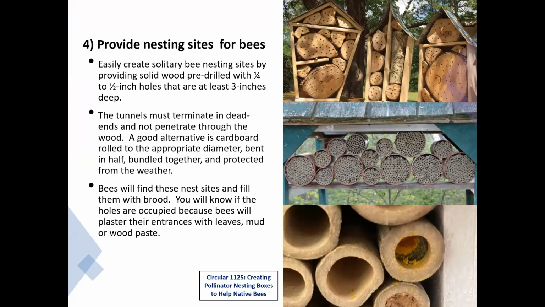You want to provide nesting sites for bees. So I love these pictures. These are actually from one of the bulletins that we put out, and you can see down at the bottom, that's circular 1125, and that's creating pollinator nesting boxes. So this was a Becky Griffin bulletin circular, whatever you want to call it. But anything works. I mean, I have a couple, I got them at Tractor Supply, and that's perfectly fine.